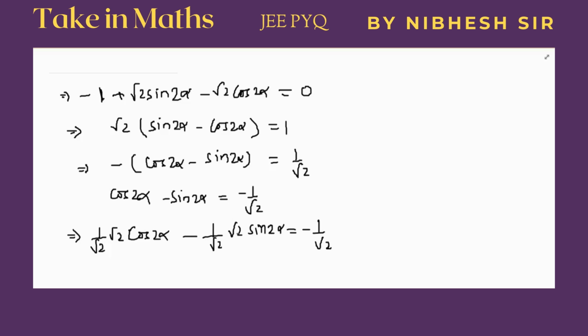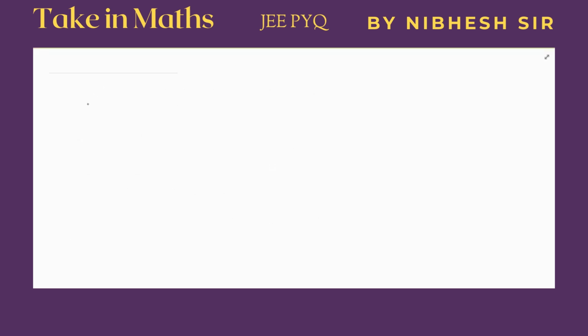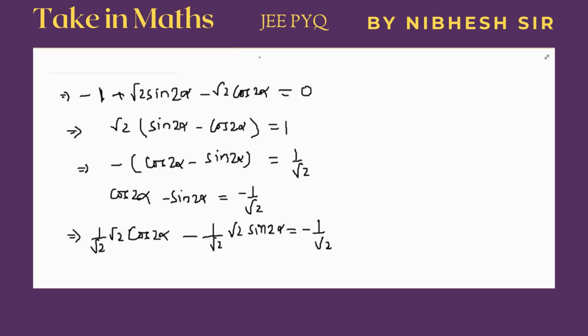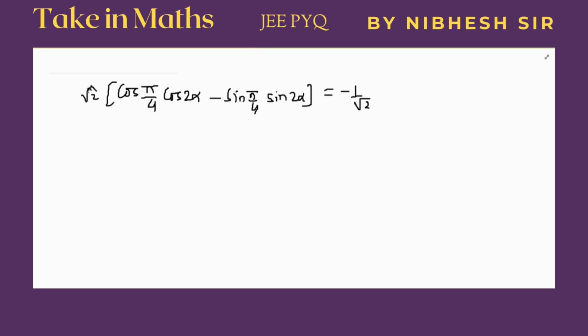What I do? I take root 2 common. And for 1 by root 2 I write here cos pi by 4. Cos pi by 4 is 1 by root 2, and I write this cos 2 alpha minus sin pi by 4, which is 1 by root 2, and write this here sin 2 alpha. Okay, and this is equal to minus 1 by root 2. So this root 2 will be divided here, right? And this one will be the cos a cos b minus sin a sin b formula. So that is cos a plus b.